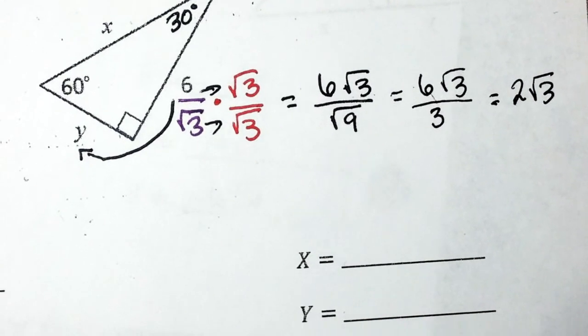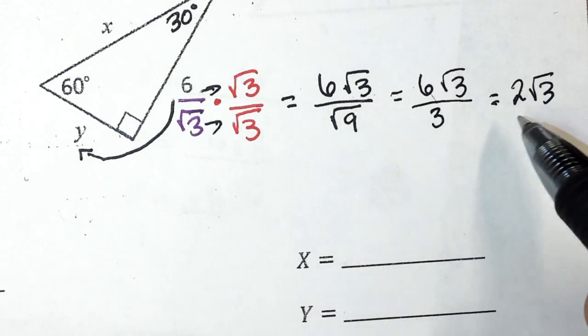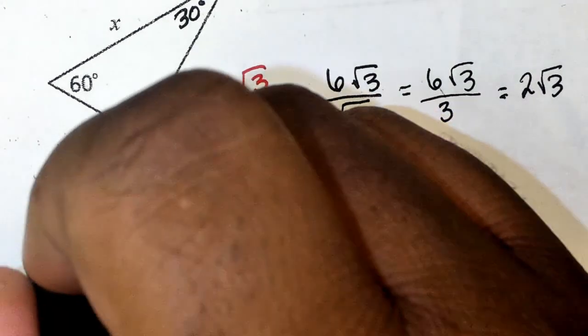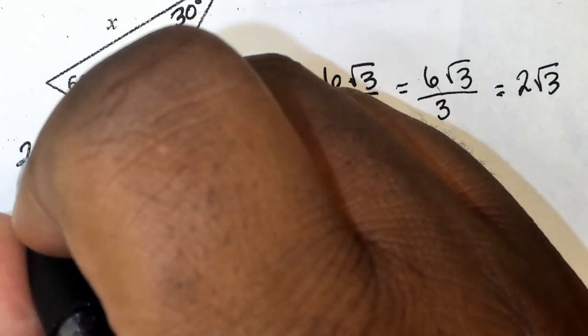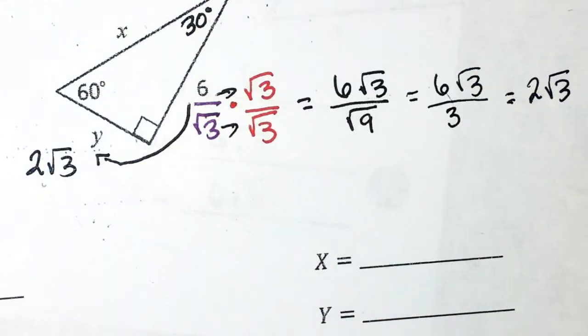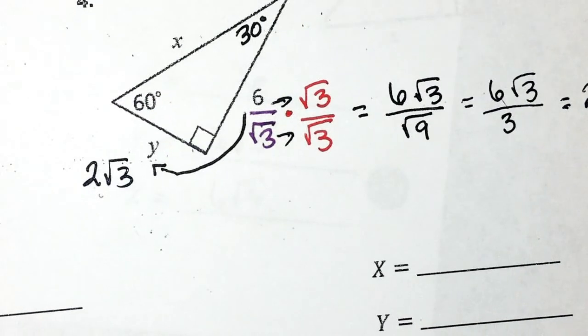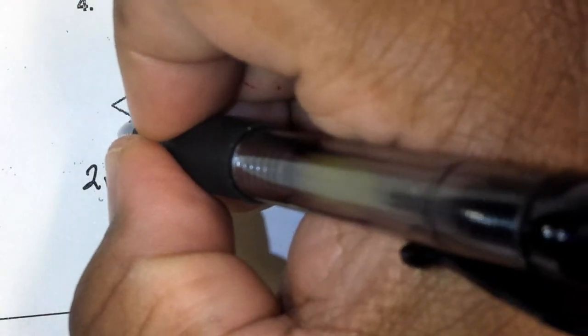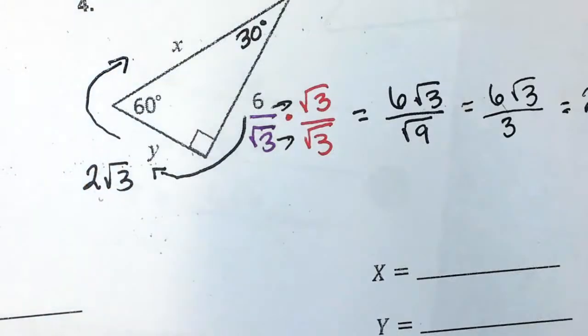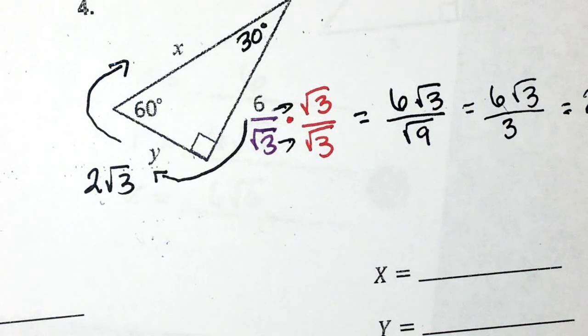So Y for me on this one, this is the reason I showed y'all this, and this is why I say you got to take the extra step. Y for me on this one is going to be 2 radical 3. And then after that, we need to find our X, which is our hypotenuse. Vince, I come back to you. We need the hypotenuse, Vince. How we find the hypotenuse?